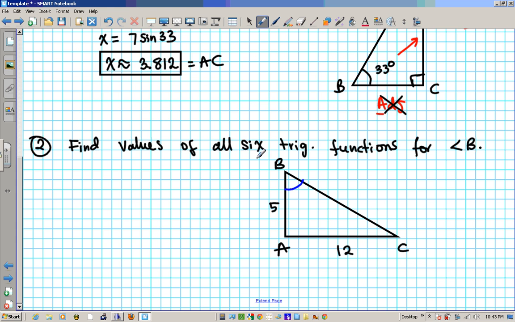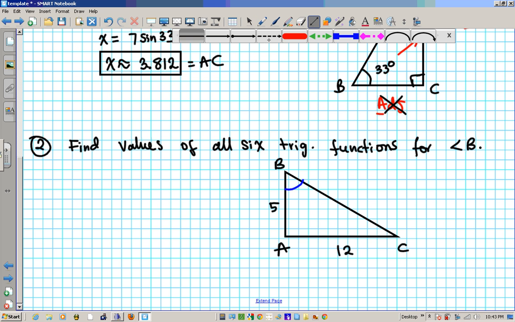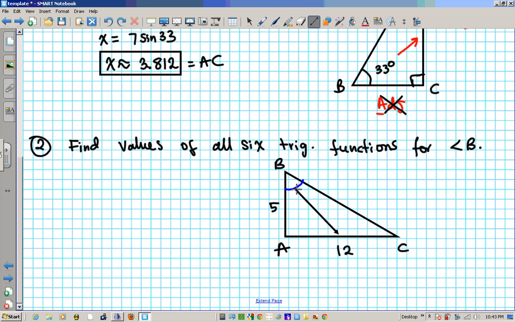Since we're finding all 6, we need to know all 3 sides. What do I mean by all 3 sides? Since this is a reference angle, the side opposite the reference angle right here is automatically the opposite. We know that the opposite is 12. And the longest side is the hypotenuse. That's H. And then the other side is the adjacent.